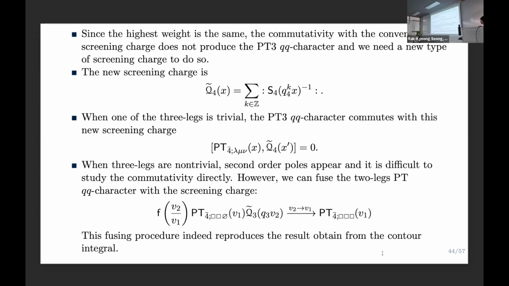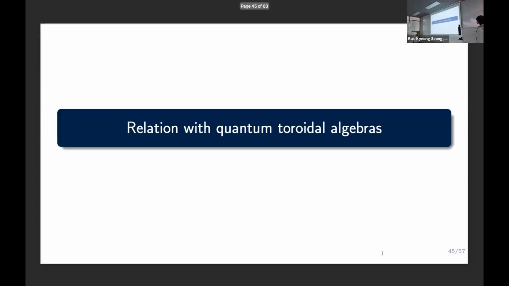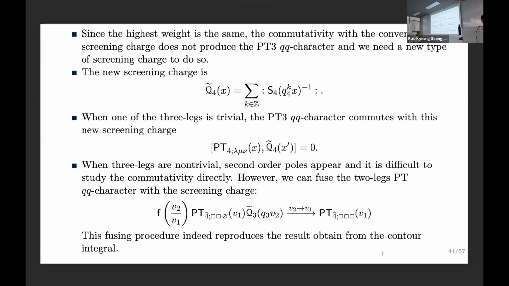And you can also study the commutativity. When one of the three legs is trivial, everything commutes. But when all of the three legs are non-trivial, it's difficult to study commutativity directly. But there is a way to derive all of this Q character, and everything is consistent. Okay, so up to here, I basically introduced new aspects of the QQ characters, of the PT QQ characters. Are there any questions up to here?